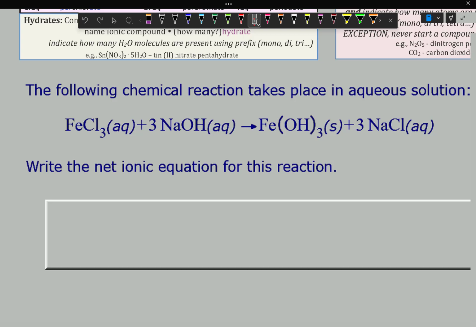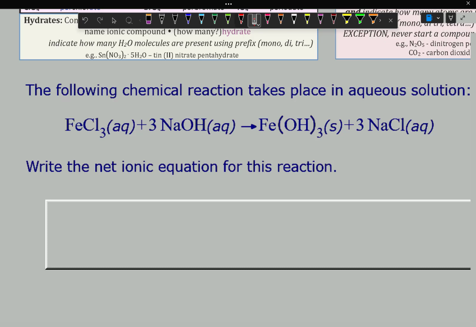So, when we're writing a net ionic equation, the first thing we want to do is split every ion, every cation and anion, and note their charges. So what do I mean by that? Let's start with iron chloride. We know that chloride has a -1 charge from the periodic table, and we have 3 of them. So we know that in this case we're dealing with iron 3.